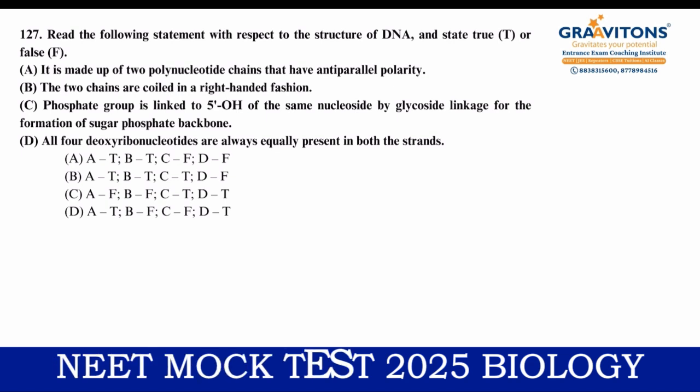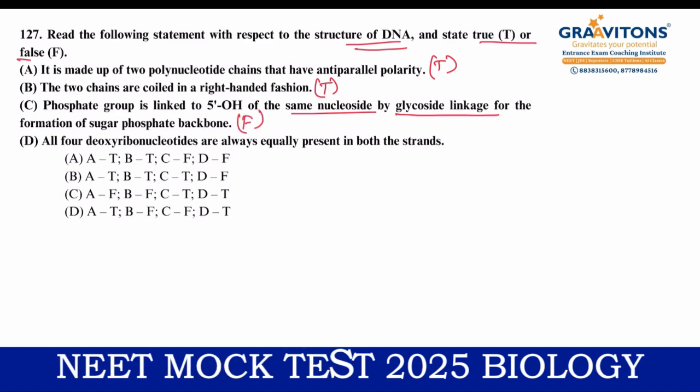The next question, read the following statements with respect to the structure of DNA and state true or false. It is made up of two polynucleotide chains that have antiparallel polarity. Yes, it is true. And second one, the two chains are coiled in right-handed fashion. This is also true. Yes. And third statement, phosphate group is linked to 5' OH of the same nucleoside by glycosidic linkage. This is wrong. It is by the phosphodiester linkage, or phosphoester linkage will be most appropriate. So this statement will be false.